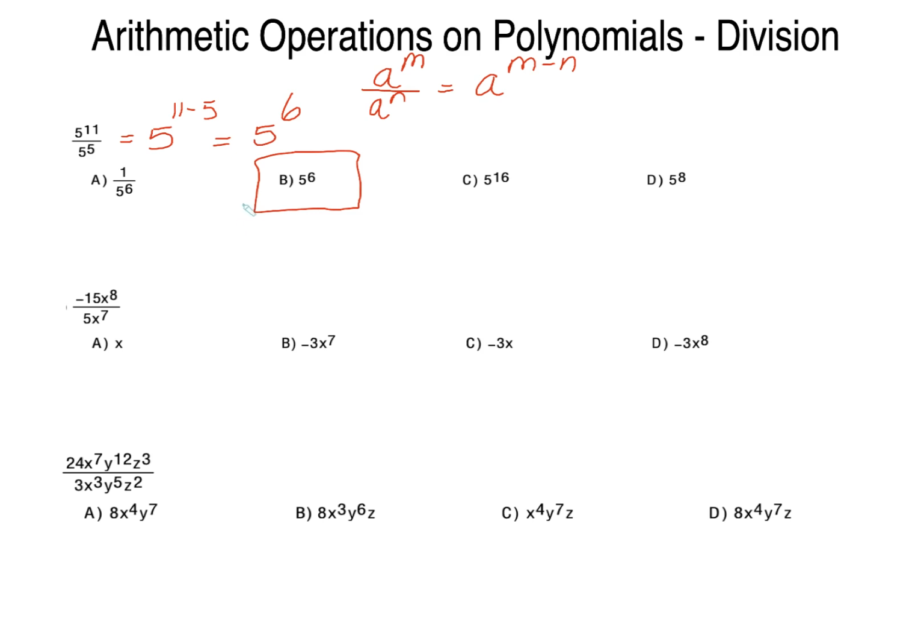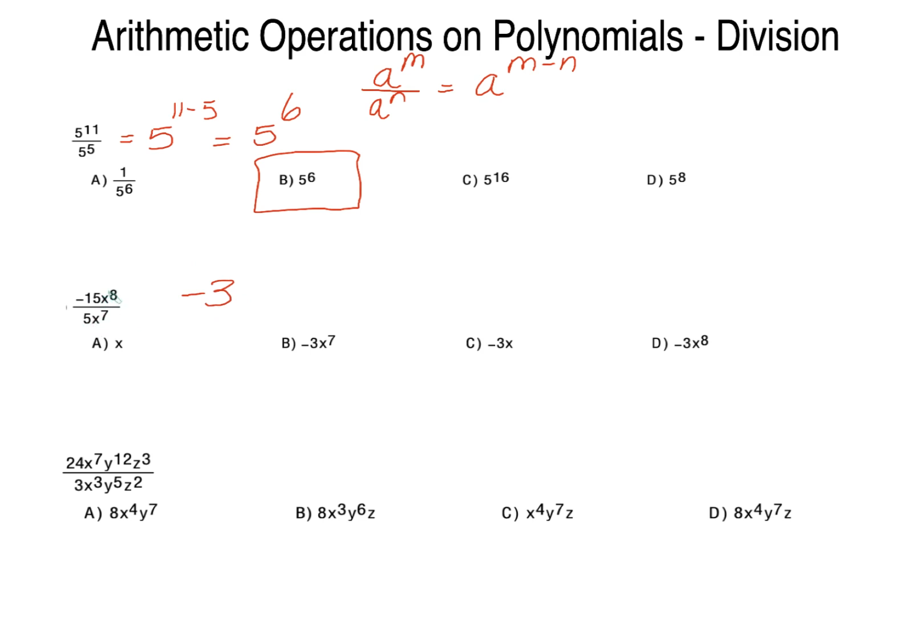And remember on the TASC test, sometimes they like to give an integer as their base. I have negative 15x to the 8th divided by 5x to the 7th. Now the negative 15 and the 5 are not your bases. They are integers. So we're going to divide those. Negative 15 divided by 5 is negative 3.